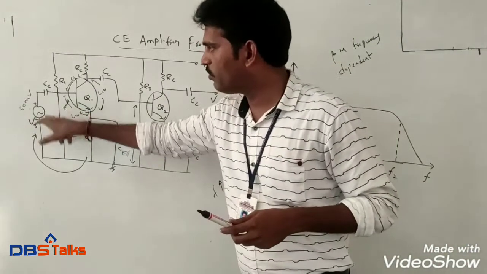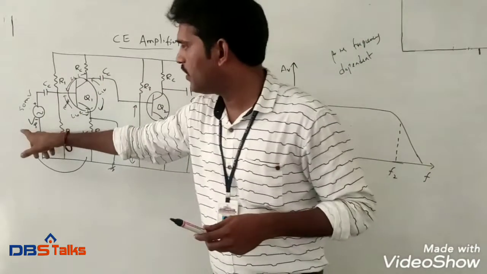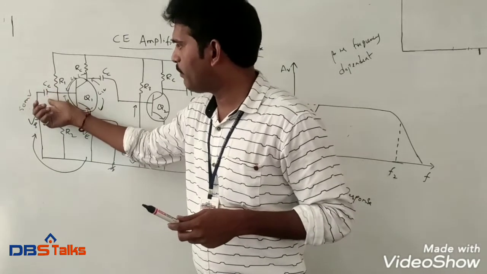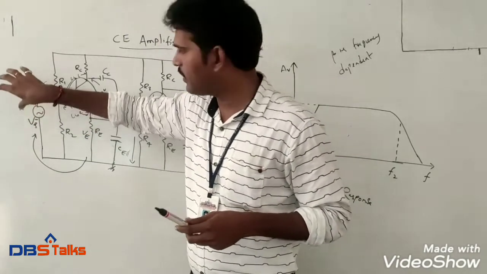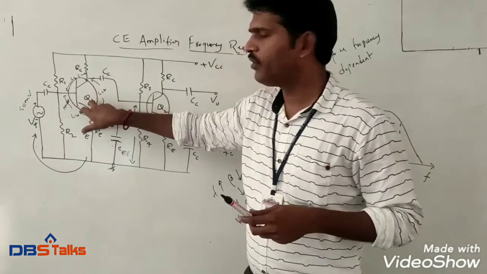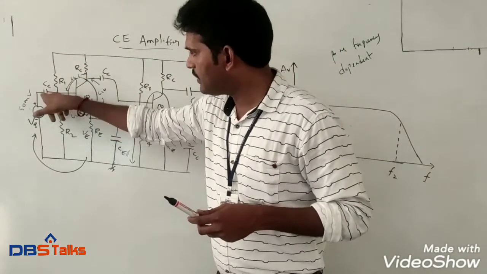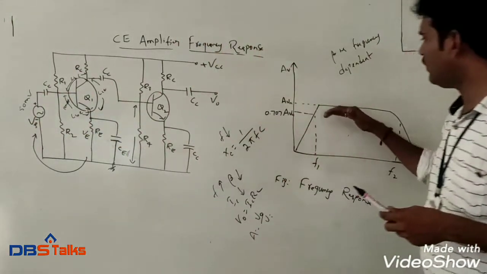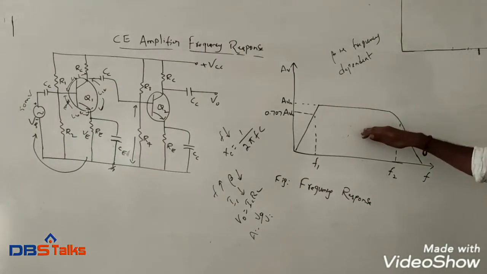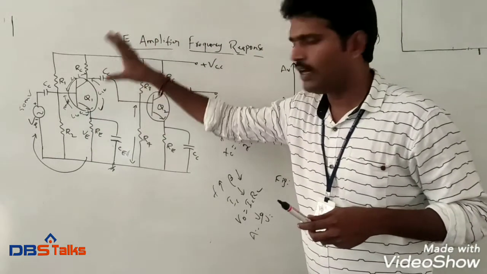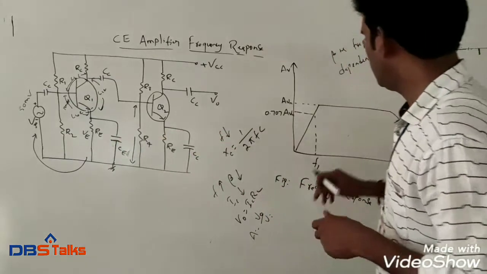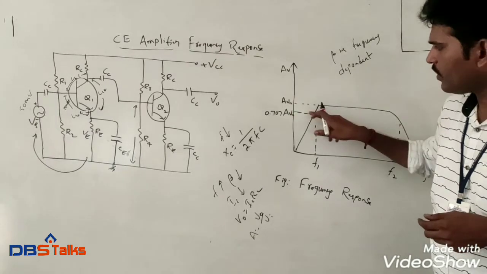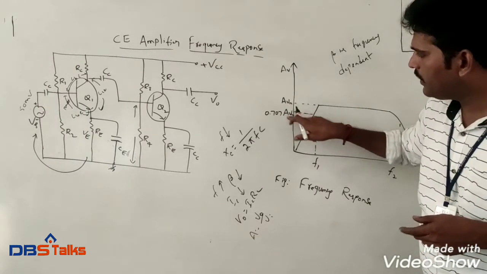If X equals 1 by 2 pi fC, and the frequency is medium, there is no effect of the reactance of this capacitor. Then immediately the 50 millivolts of signal is directly applied to Q1. But at low frequencies, this reactance will be high, right? So at medium frequencies, we are getting the constant gain, with no effect of coupling capacitors and emitter capacitors. So here it is the maximum voltage gain, at this point.